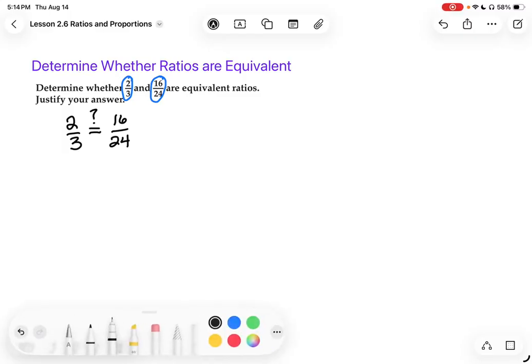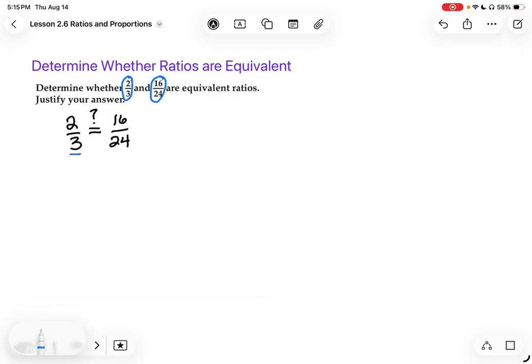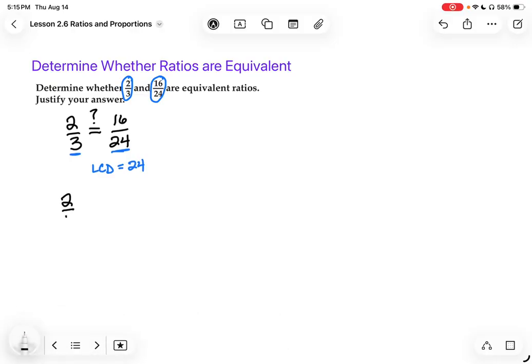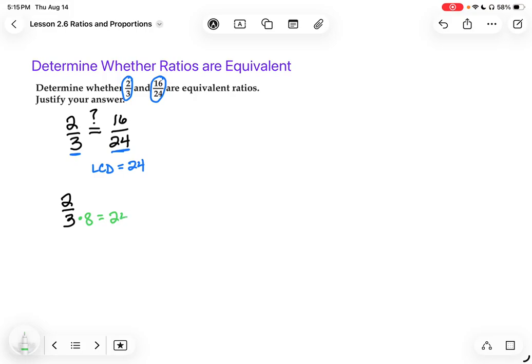So one of the ways we can do it is we can see, if I were to give these the same denominator, would these two ratios be equal? These are pretty easy to give the same denominator because this has the denominator of 3 and this has a denominator of 24. So the lowest common denominator of these two is 24. And it's pretty easy to get these with a common denominator of 24 because all we have to do is take our fraction, our ratio, 2/3, and multiply the denominator by 8, and that will give us 24, so that it has the same denominator as our 16/24.